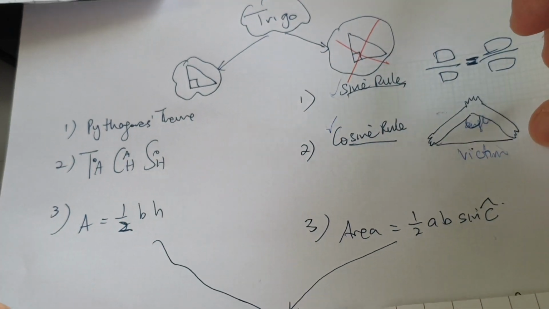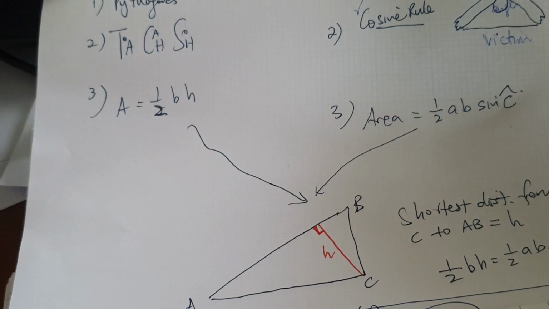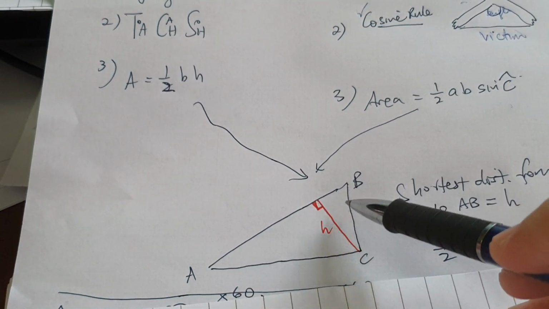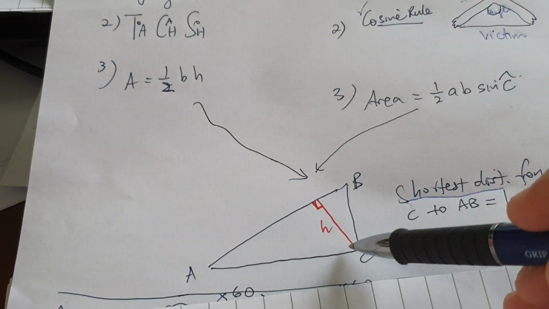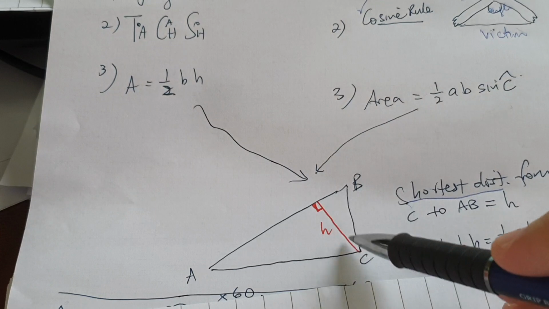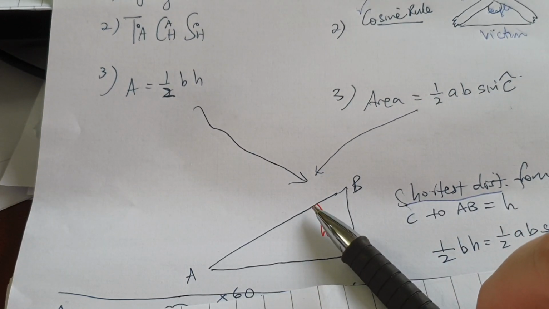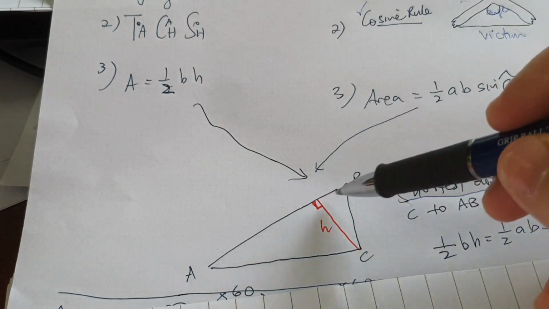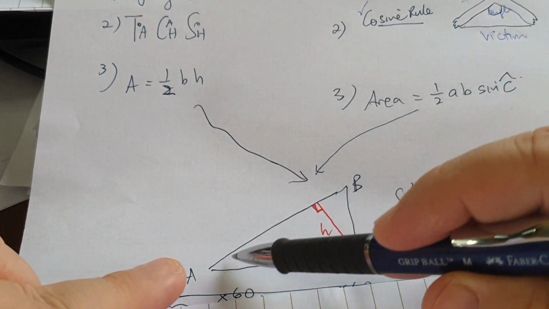Now, what do I mean by used concurrently? Meaning to say that they may ask you to find the shortest distance. Surely they will ask you to find the shortest distance from a certain point to a certain line. Now, the shortest distance, of course, we know is the perpendicular distance, right? So what you need to do is, of course, you need to know the area of this triangle first.